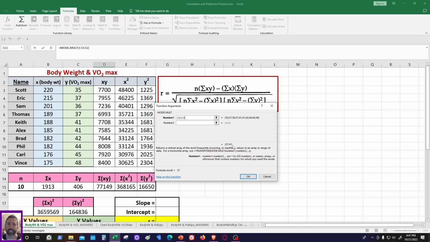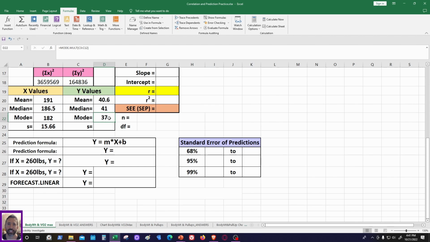I always double check. This might be a multimodal array. So in this example, it is. There are two values that are the most frequent. So we have a 37 and a 41. So let's hit OK. And you notice that only one is reported. So we want to make sure that we add both. So we're going to keep 37 and we're going to add 41. So we're going to go 37 and also 41. All right, so those are the modes.